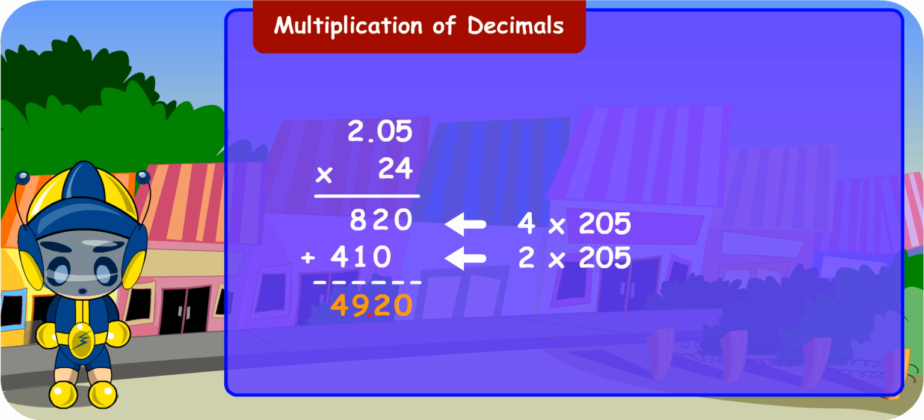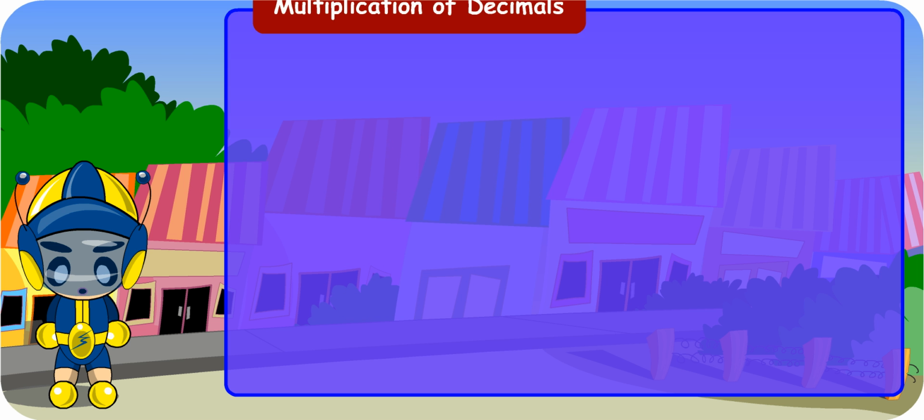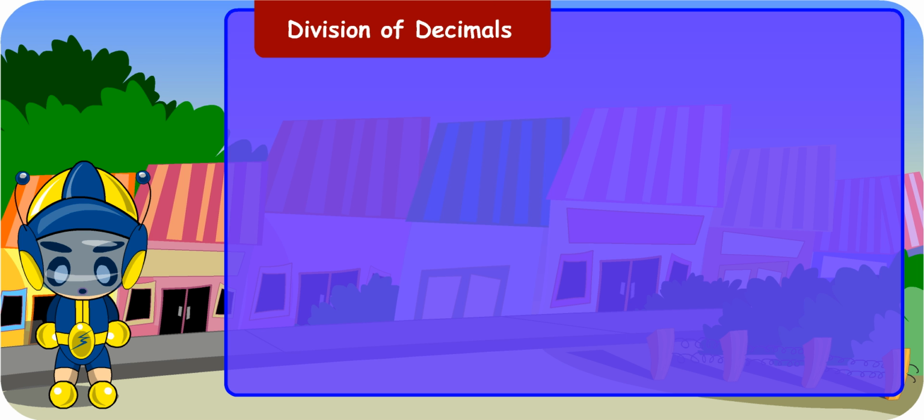Well done, Turbo Boy. Does that mean I do division of decimals the same way as I divide whole numbers? Yeah, you are partly right. When dividing a decimal by a whole number, we divide like we should divide a whole number. However, you must remember to align the decimal point in the quotient with the decimal point of the decimal. Let me show you an example.